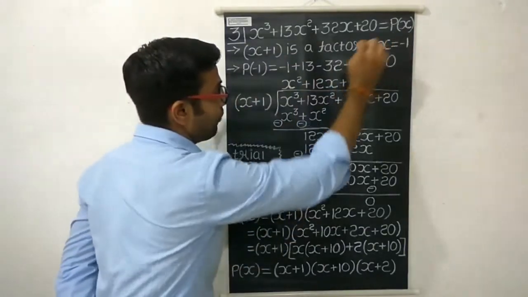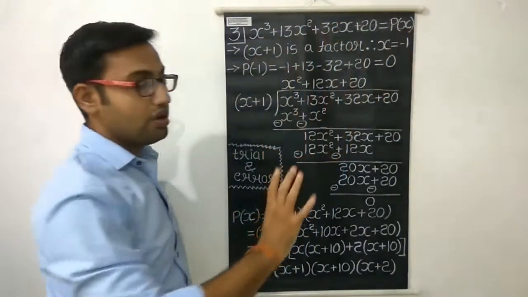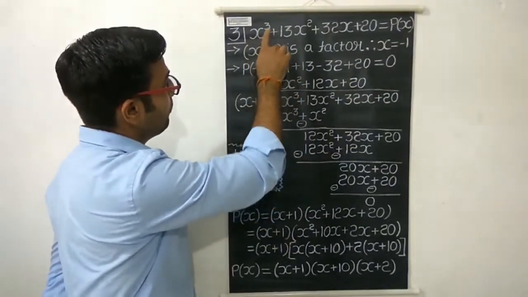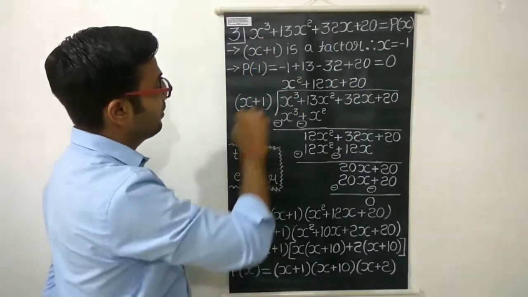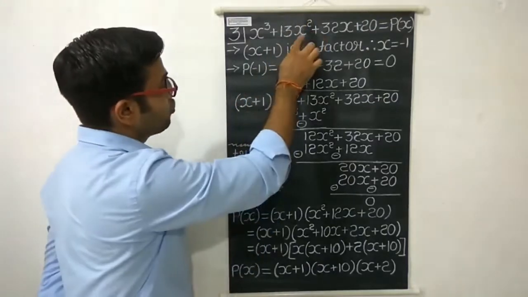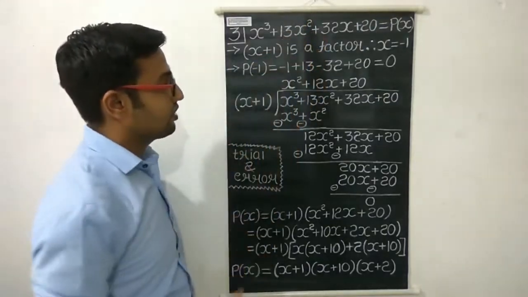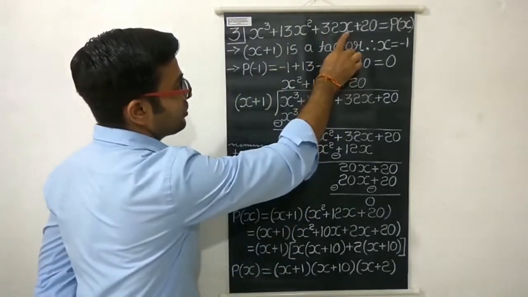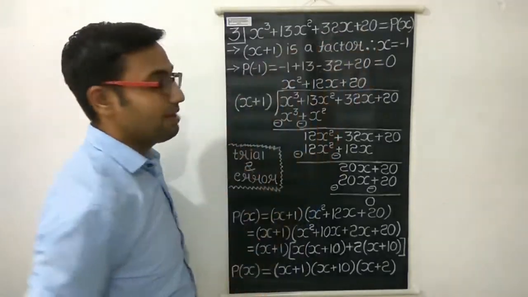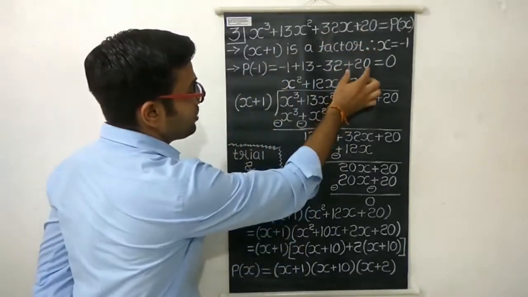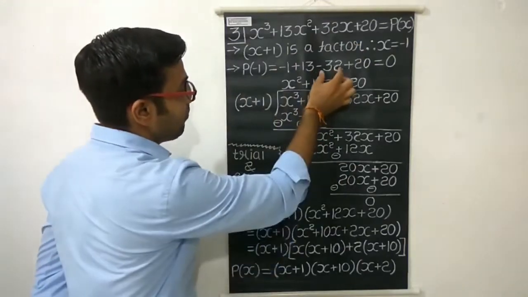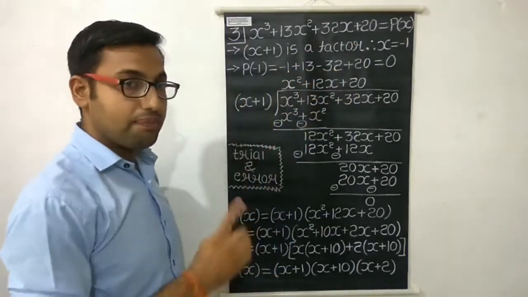we get p of minus 1, because it is p of x. Instead of x, now we have to put minus 1. So p of minus 1 is equal to, what will happen? Cube of minus 1 is minus 1. Minus 1 square is plus 1, so plus 1 into 13 is plus 13. Minus 1 into 32 is minus 32. This 20 will remain as it is. Plus 20, plus 13 plus 20 is plus 33, minus 32 minus 1 is minus 33.